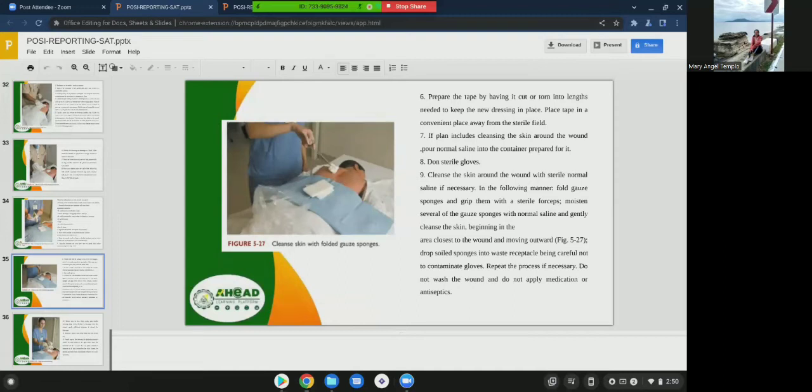If the plan includes cleansing the skin around the wound, pour normal saline into the container prepared for it. Don sterile gloves. Cleanse the skin around the wound with sterile normal saline if necessary. Do this in the following manner: fold gauze sponges and grip them with sterile forceps. Moisten several of the gauze sponges with normal saline and gently cleanse the skin, beginning in the area closest to the wound and moving outward. Drop the soiled sponge into a waste receptacle, being careful not to contaminate gloves. Repeat the process if necessary. Do not wash the wound and do not apply medication or antiseptics.